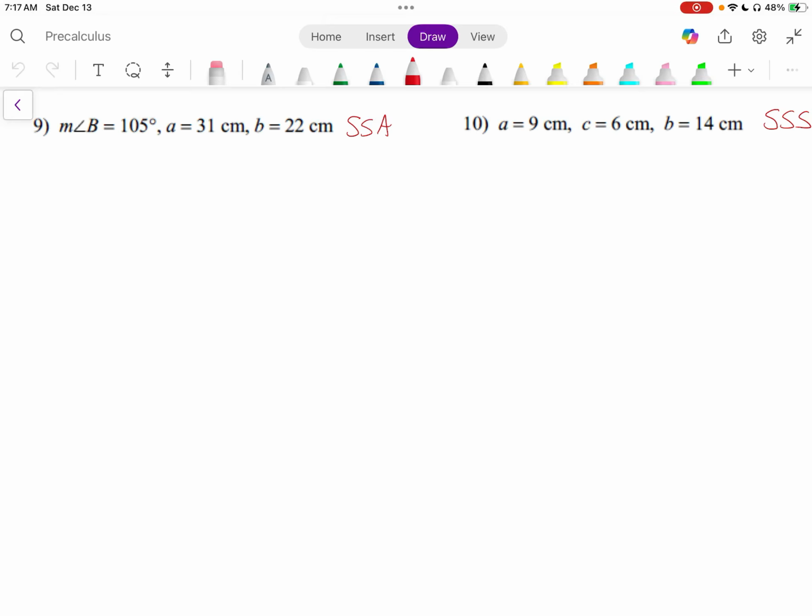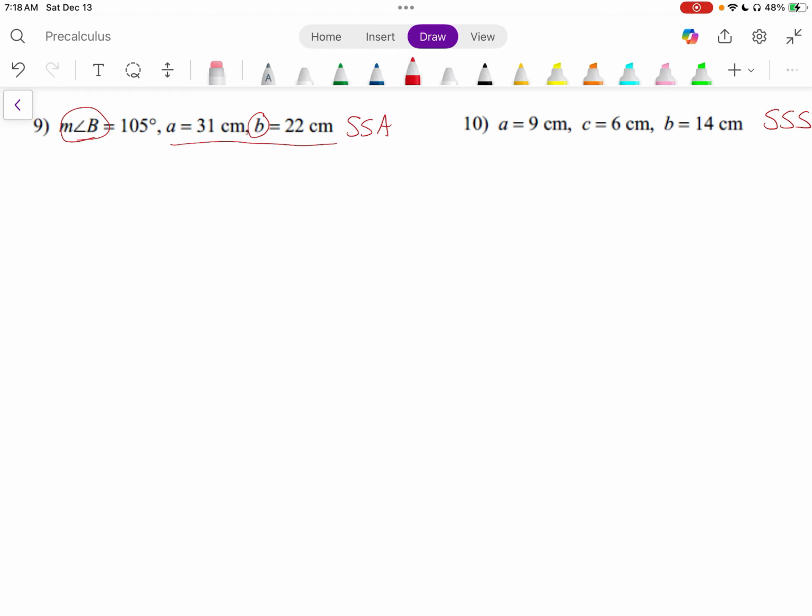Number 9 and 10, we're looking at some triangles. The first one here is side-side angle. So side-side angle, again, that is law of sines, and it is the ambiguous case. We see that we have two sides, and then we have a side across from an angle, which we know that means it's side-side angle.